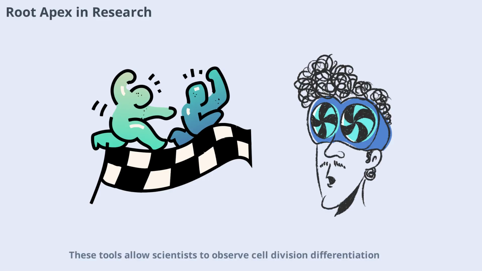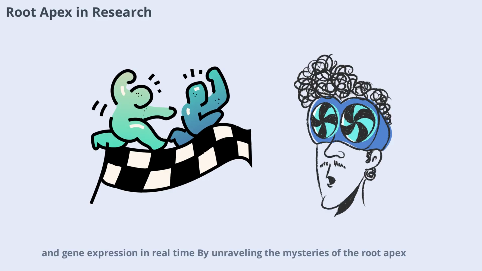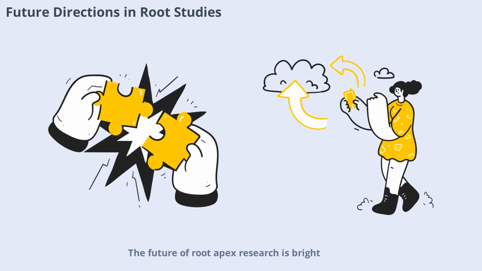Researchers use advanced techniques to study the root apex, including microscopy and molecular biology. These tools allow scientists to observe cell division, differentiation, and gene expression in real time. By unraveling the mysteries of the root apex, researchers can make breakthroughs in plant science that benefit agriculture, ecology, and even medicine.